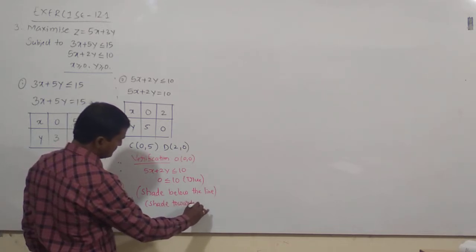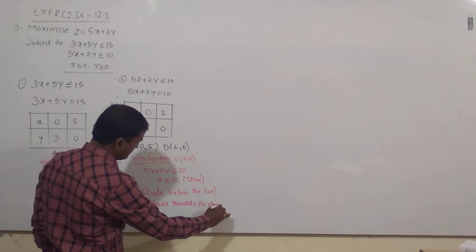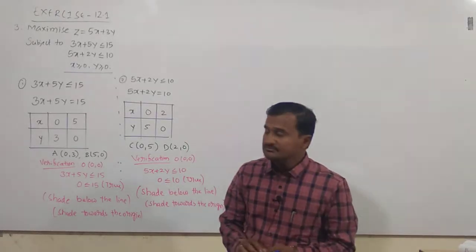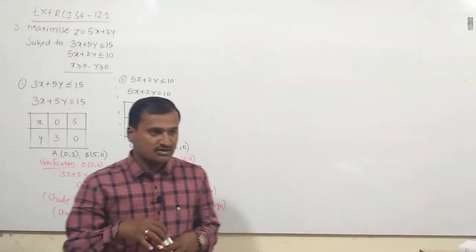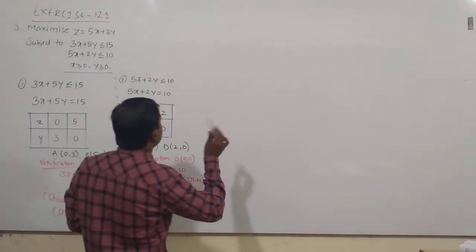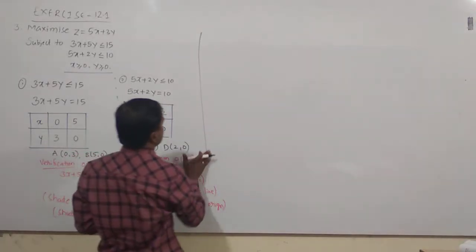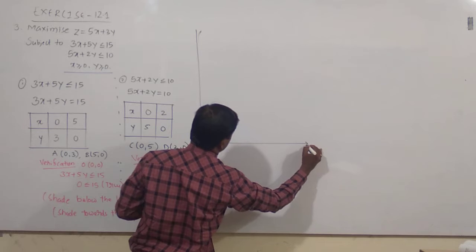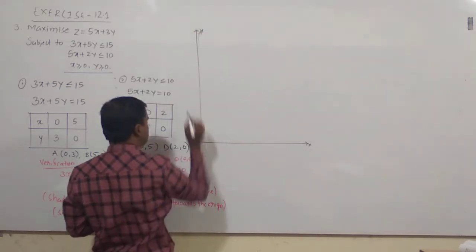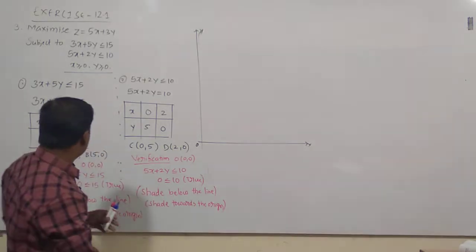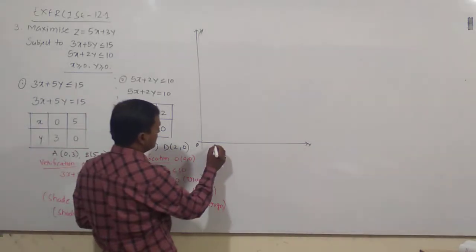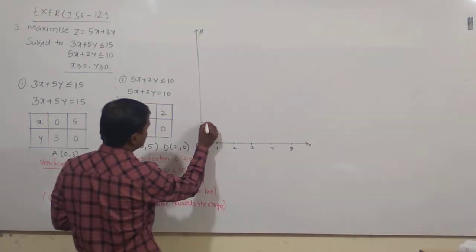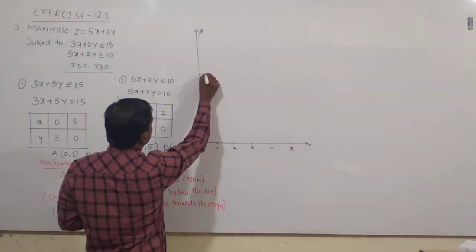Now we are going to find the maximum value of the objective function by using the graphical method. Here I have to take the graph. Here is the x-axis, here is the y-axis, and here is the origin. What is the maximum value? That is 5. So here we'll take 1 2 3 4 5 on each axis.